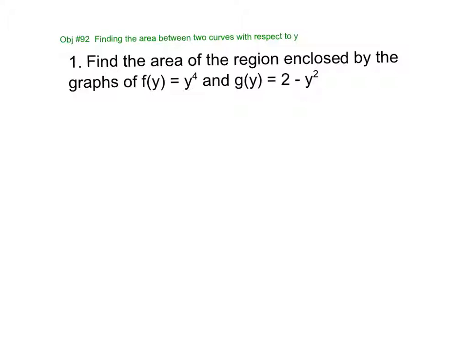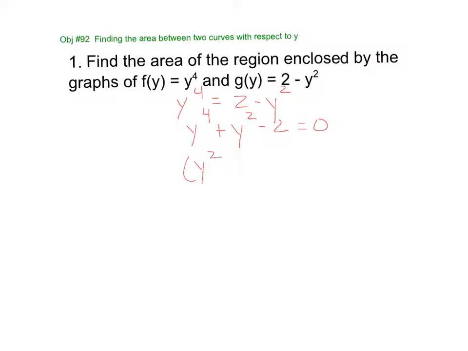All right, pause the video, try this on your own. Do not use a calculator. So we need to find where the region, how to make the region. We have to find where these are equal to each other. So y to the fourth equals 2 minus y squared. So y to the fourth plus y squared minus 2 equals 0.